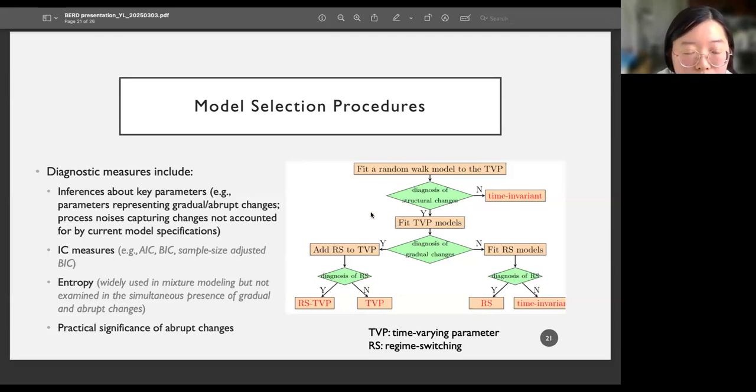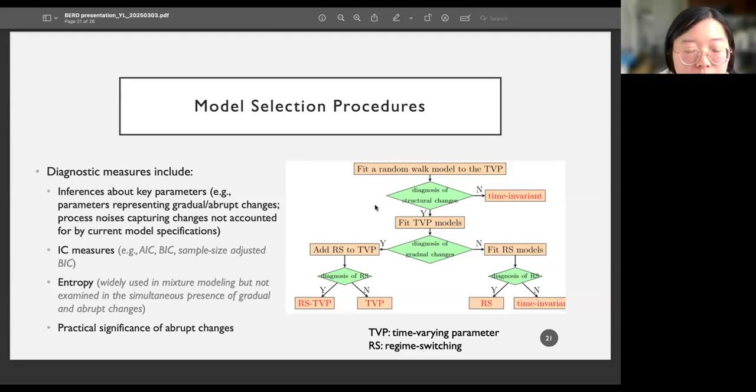And if you did find some over time changes, then a time varying parameter model is needed. We need to further investigate whether a simple time varying model quantifying the over time changes is sufficient, or we need to add the regime switching component. And this also involves using some diagnostic measures.